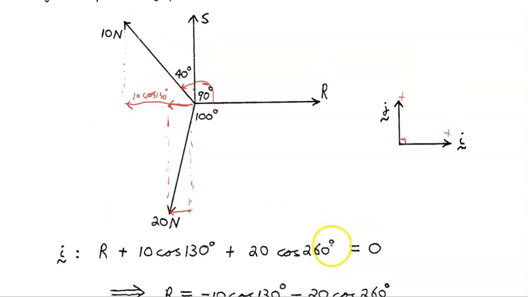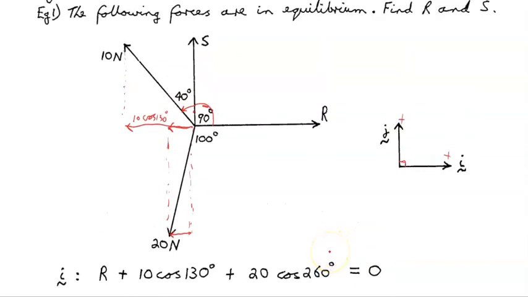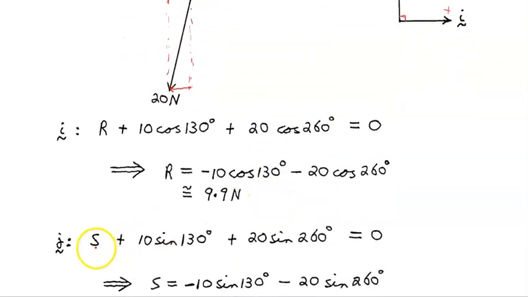Next we need to consider forces acting in the vertical direction. So we need plus S in the S direction. This one will have a positive component, and that will be 10 sine 130 degrees. And this one here will be 20 sine 260 degrees. So we're going to have plus S plus 10 sine 130 degrees, which will turn out to be positive, so that's fine as is, plus 20 sine 260 degrees. Sine 260 degrees will produce a negative result for us.